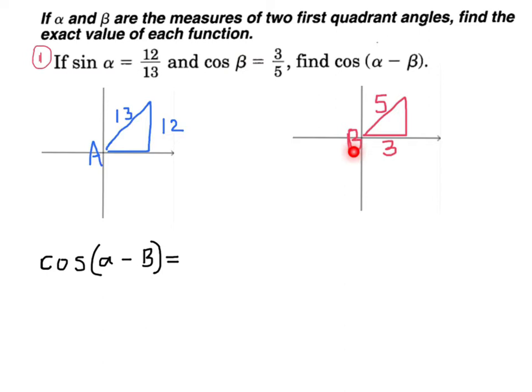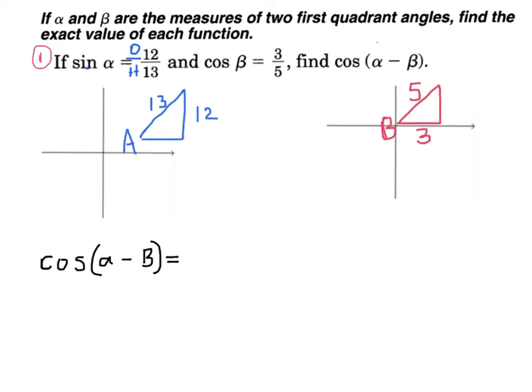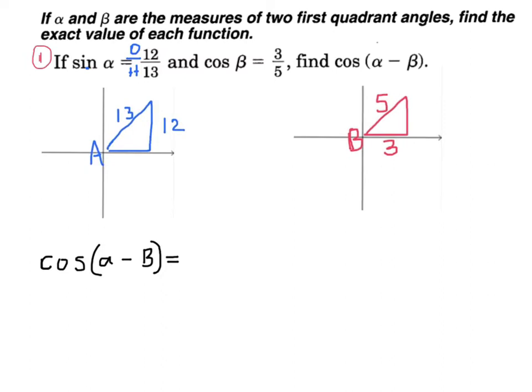Also remember that the sine formula is opposite over hypotenuse. So that's why I labeled my opposite side. There's my opposite side 12, and the hypotenuse is 13. And then if you look at angle B, cosine is adjacent over hypotenuse. So here's angle B, and the adjacent side is 3, and the hypotenuse is 5.